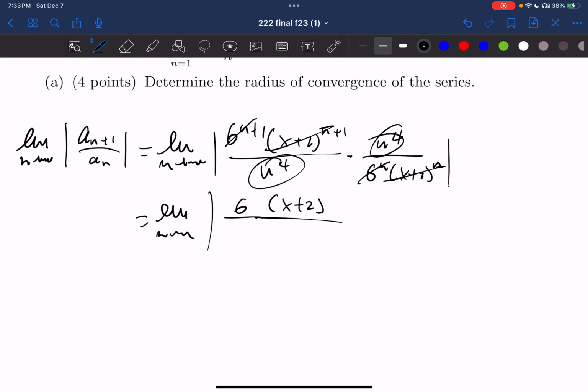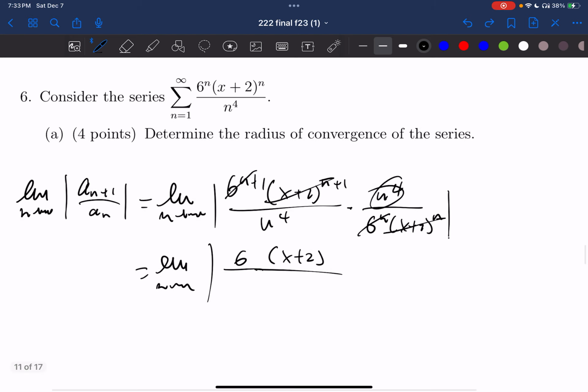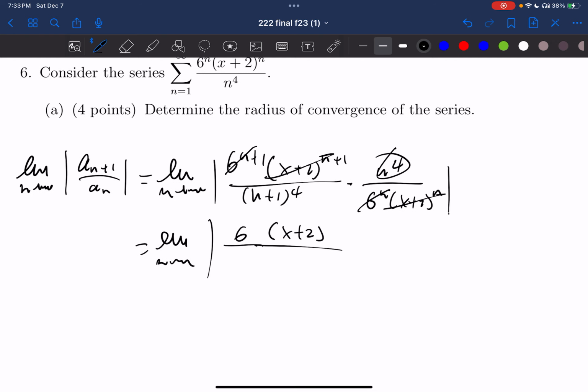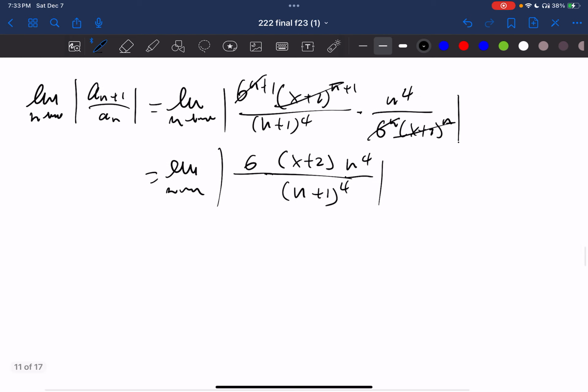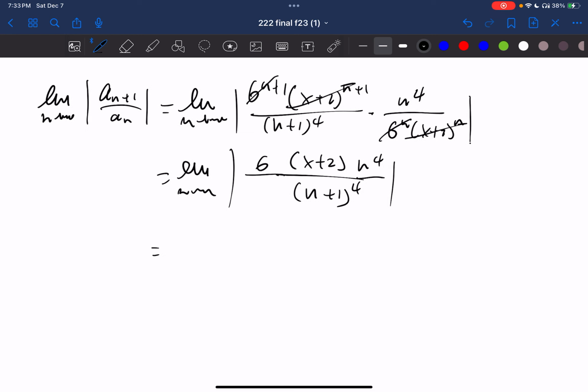And then this, wait a minute, this is not right. I messed this up. Wait a second. This is an n plus 1 to the 4th power. This and this does not cancel. Therefore, they'll just stay as they are. Okay, there we go. Now that we have this, we can group these together. So 6, absolute value of x plus 2, the limit as n goes to infinity of what's left over, which is going to be n to the 4th power divided by n plus 1 to the 4th power.